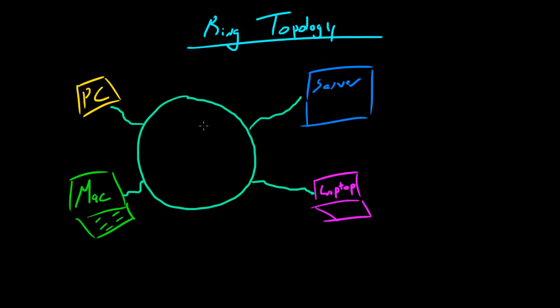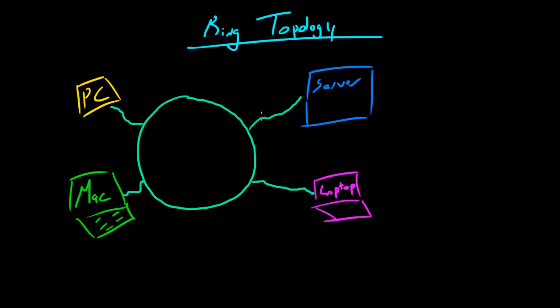So first of all, we notice that there are no terminators. Why is that? Well, it doesn't have a logical beginning and end, just like a circle, so you don't need anywhere to terminate it. So that's why it's beneficial or better than a bus topology.